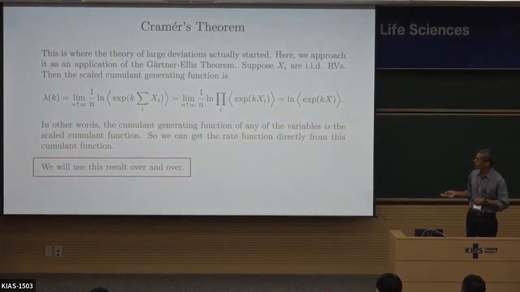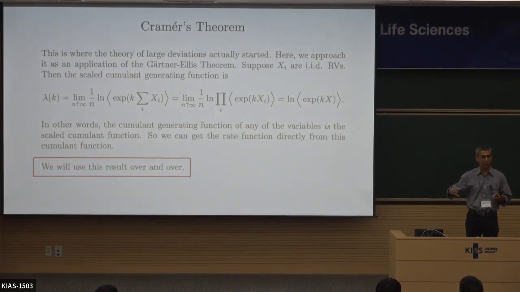There's your cumulant generating function for a single copy of the random variable, right? And that's it. This is how you calculate the cumulant generating function, and you can straightforwardly calculate the rate function as the Legendre differential transform of just this cumulant generating function for a single copy of x. Okay? So you didn't have to do all that work.